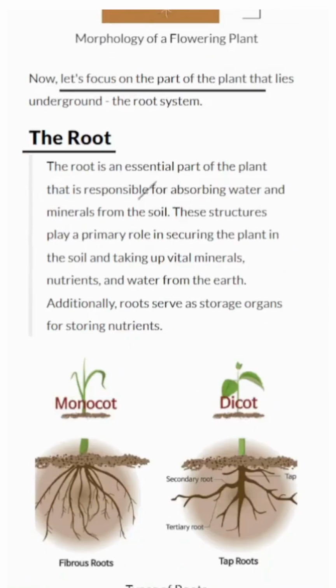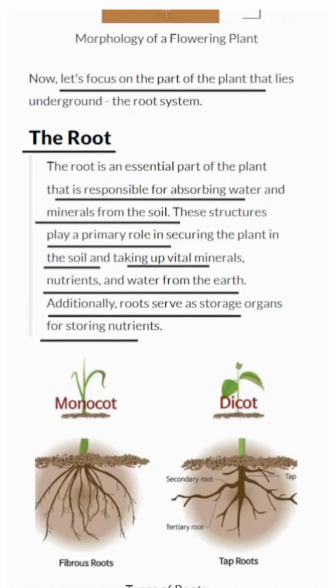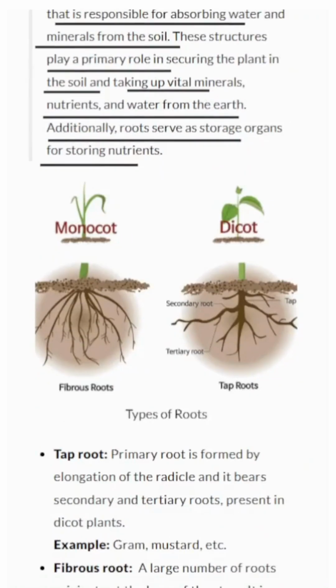Roots are the unsung heroes of the plant kingdom, responsible for absorbing water and minerals from the soil. They act as the plant's anchors, ensuring it remains firmly rooted in the ground, both literally and metaphorically. Just as you need nourishment, plants require water and nutrients, and roots serve as their lifeline. But that's not all. Roots also act as storage units, like vaults filled with nutrients for the plant's future use.